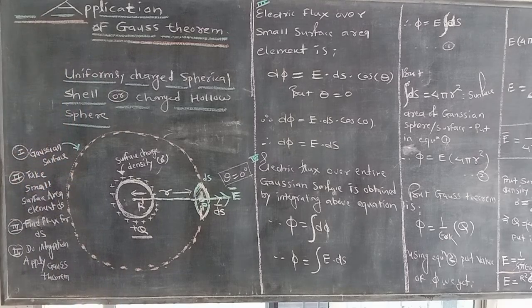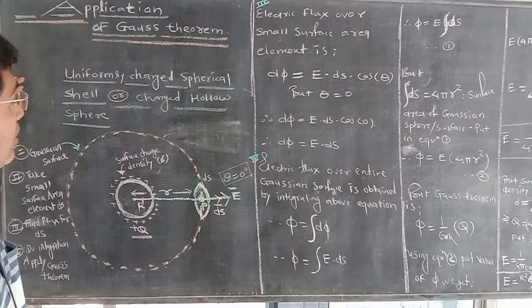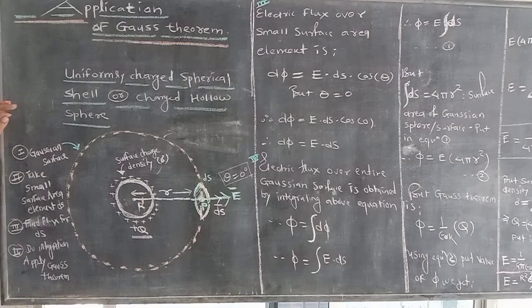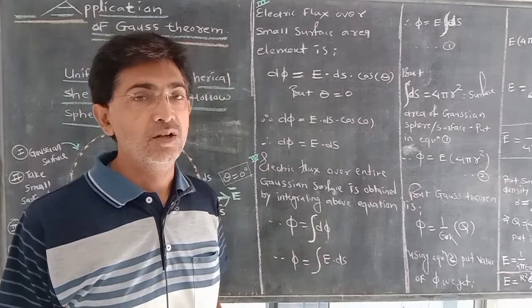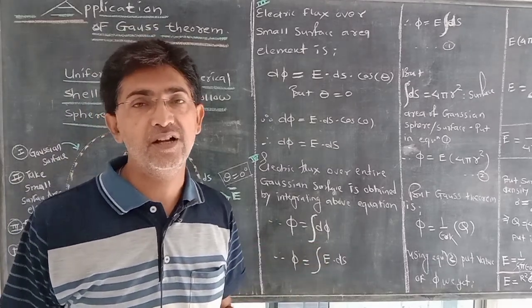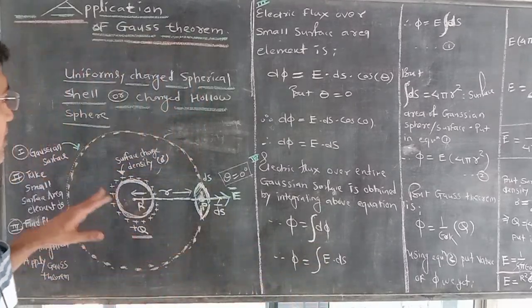So now we will see the use of that Gauss theorem. This topic is actually in the 12th standard of the Maharashtra board. Application of the Gauss theorem: it is used to find the electric field intensity of charged bodies which are uniformly charged, on the surface of which charge is uniformly distributed.